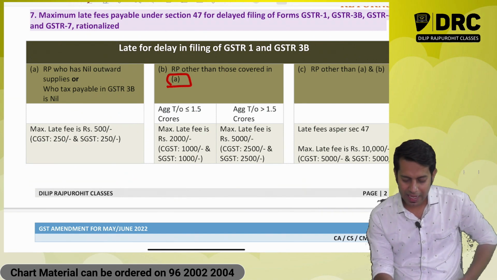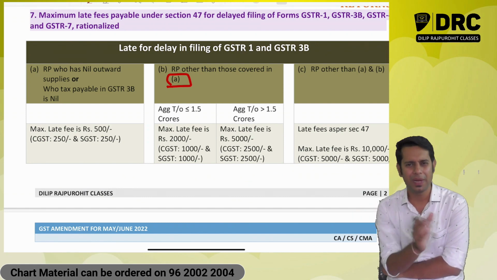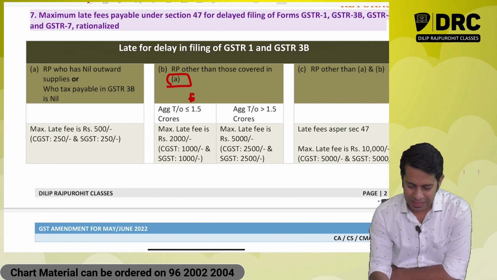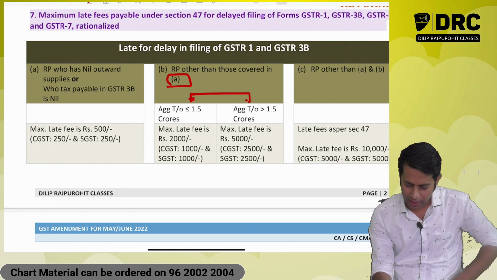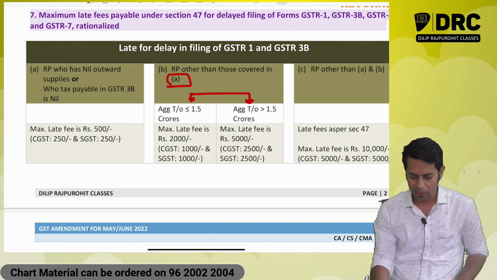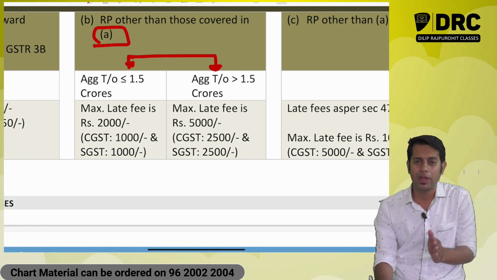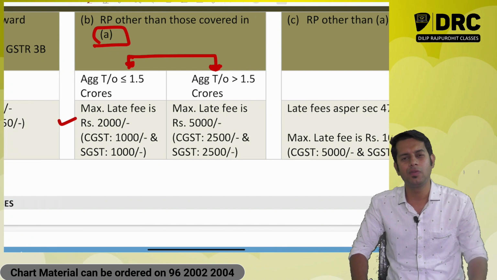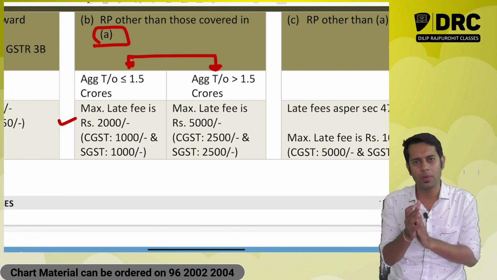Then registered persons other than those covered above, registered persons who are not filing nil return, who have some supplies made by them. Now here 2 arrow marks. Your aggregate turnover is less than or equal to 1.5 crores, or your aggregate turnover is more than 1.5 crores. If your aggregate turnover is less than or equal to 1.5 crores, then the maximum amount of late fee which you have to pay is 2,000 rupees. This is combined late fee, CGST law and SGST law, 2,000 rupees.